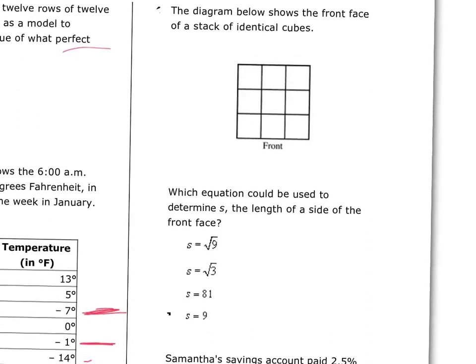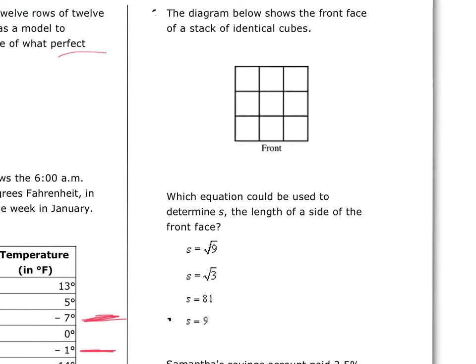Which equation can be used to determine S, the length of the side of the front face? What do we use to find the length of the side? Square root. Square root of what? Square root of 9 would give me 3. Right there.